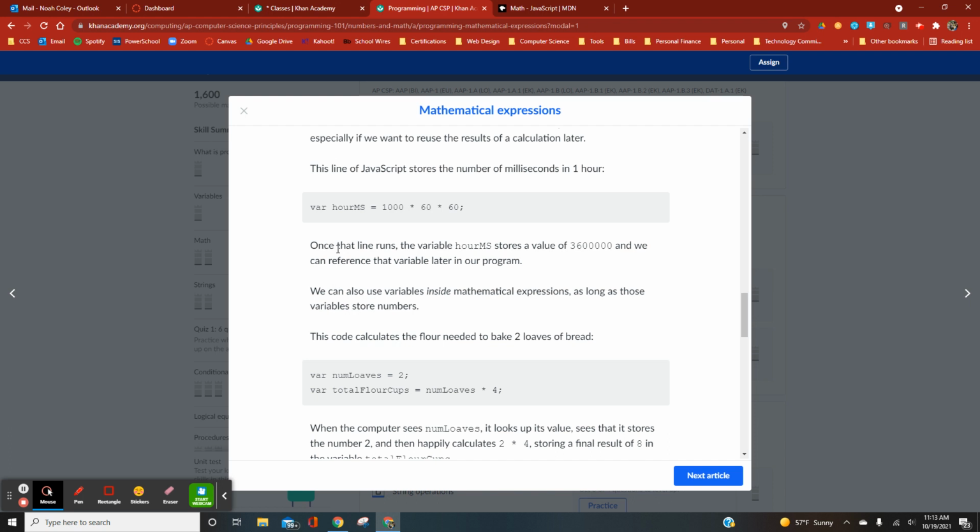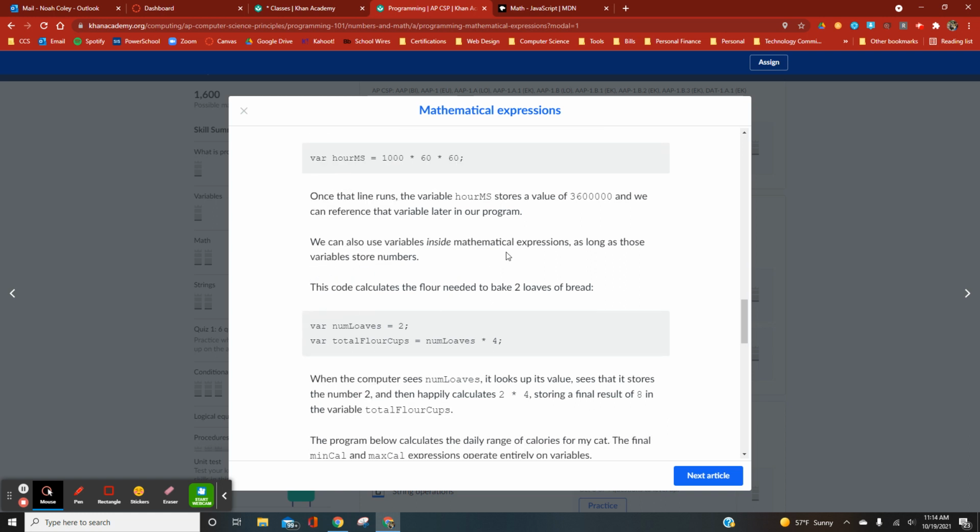Okay. Once this line runs, the variable stores a value of 3,600,000, and it will reference that later on. If you didn't know how many milliseconds are in an hour, you could logically think it out. Then as you're writing your code, you could say, I need a variable, here's what it's called, and I know if I take 1,000 milliseconds times 1 minute times an hour, that would give me the number.